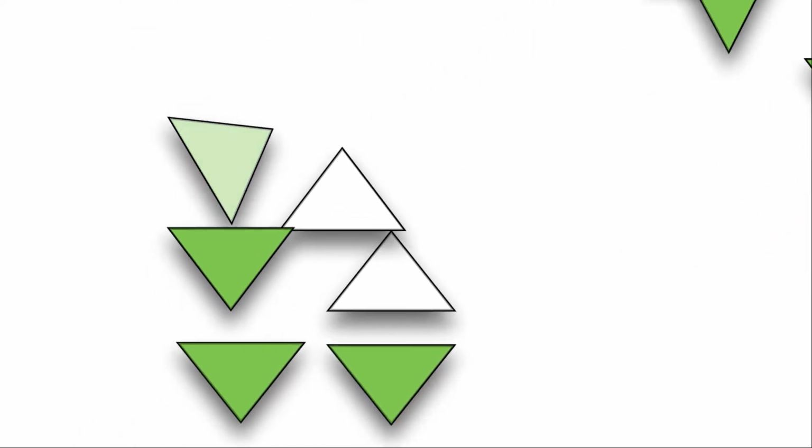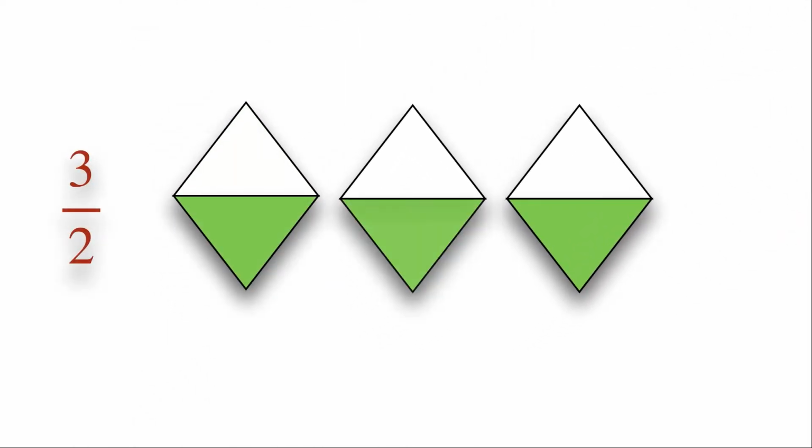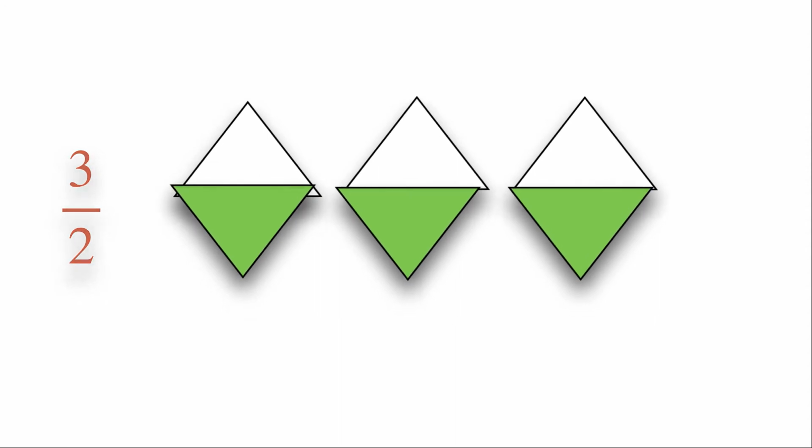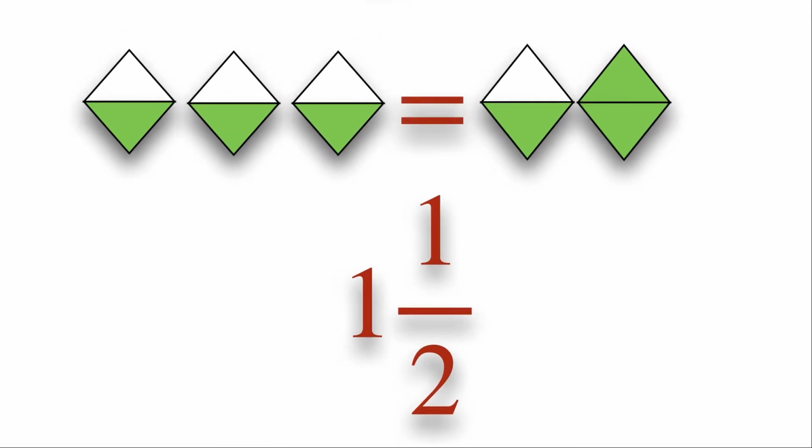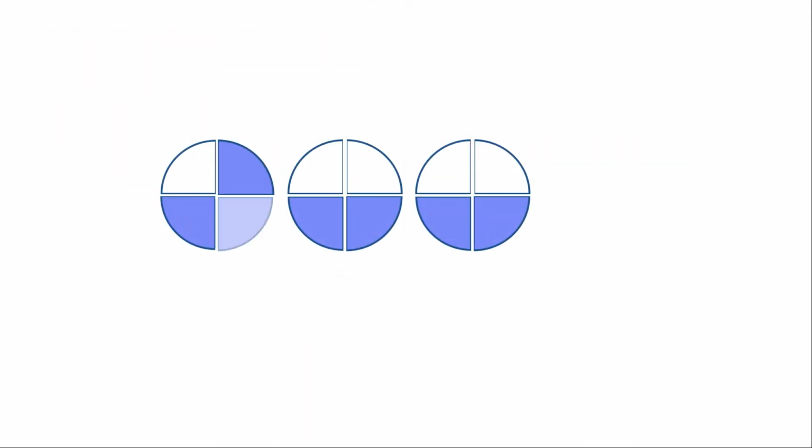In this example, we have 3 shapes that are half shaded. This can be written as 3 over 2 as an improper fraction. However, we can reorganize to give you 1 fully shaded shape and 1 with half the shade. So the total fraction here is 1 and 1 over 2, or 1.5. It's possible to change an improper fraction to a mixed fraction.